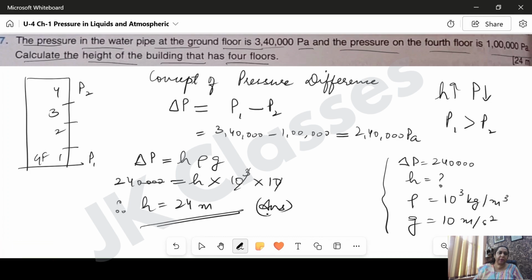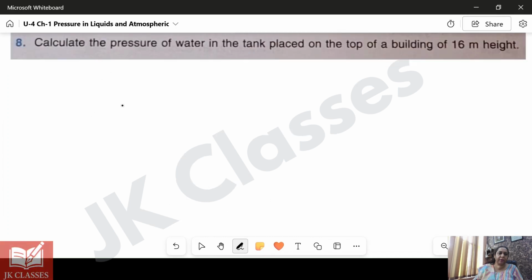That's our answer. So, we are on the last question of this exercise, question number 8. Calculate the pressure of water in water tank placed on top of a building of height 16 meter. Very clearly, the height of water column here is 16 meter, right? And we have to calculate the pressure of water. So we know the formula pressure is equal to H rho G.